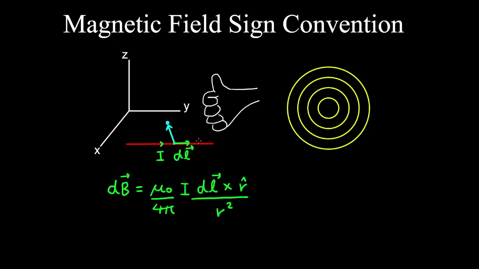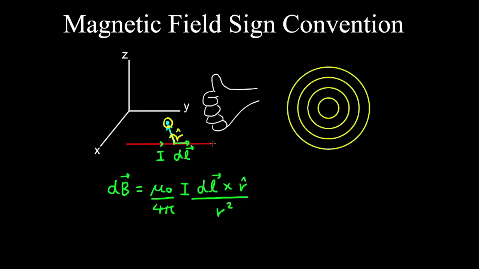So in this case, the wire is positioned along the positive y-axis. So dl cross r hat, being this unit vector, by the right hand rule will give us a differential magnetic field that points in the positive x direction, or out of the screen.